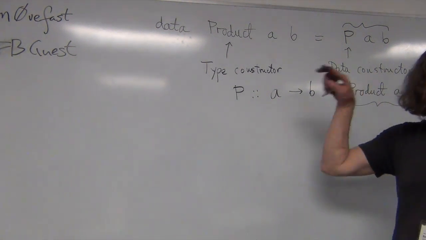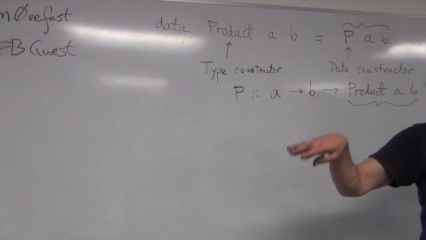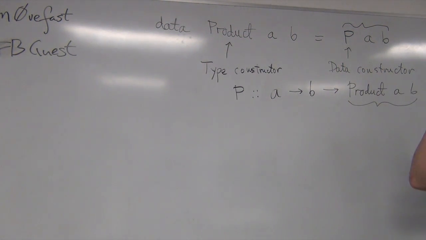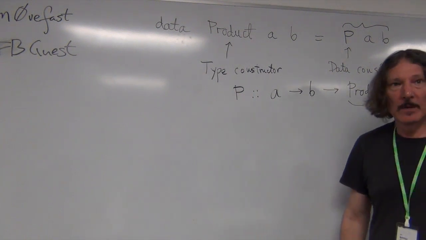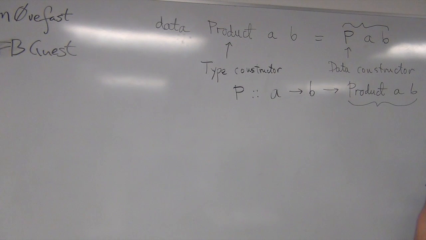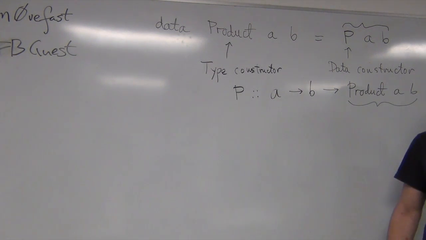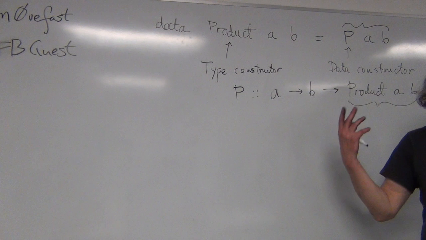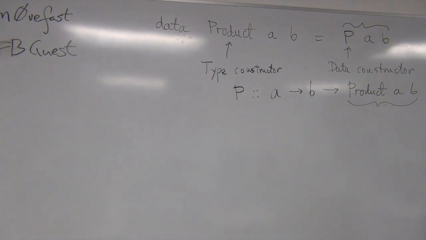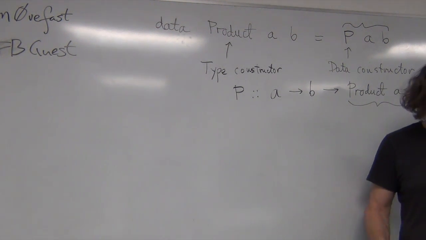So now we are back to an actual function. Every constructor is a function. It's a kind of special function, but it's a function, right? And you can use it as a function. You can call it with two arguments, and you'll get a value which is a pair.